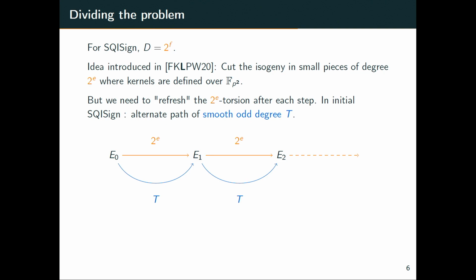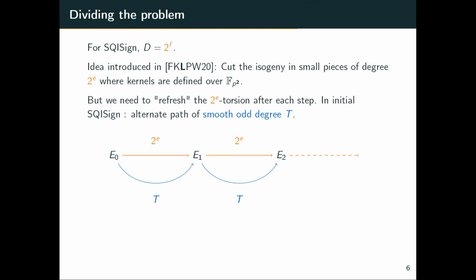And the idea which was introduced in the original SQIsign paper, which is actually not new to the SQIsign paper, but this paper was the first one to use it effectively to make a concrete algorithm. So yeah, the idea is to cut the isogeny in small pieces of degree 2^e, where the kernels of these 2^e isogenies will be defined over a small field extension. And so in that case, we can make the translation for isogenies of degree 2^e.